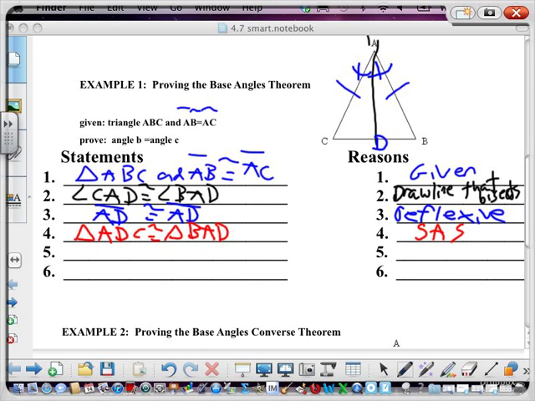Okay. So, are angles B and C now congruent to each other? What is something we learned recently that we could use to say angles B and C are congruent? Say it louder. CPCTC.